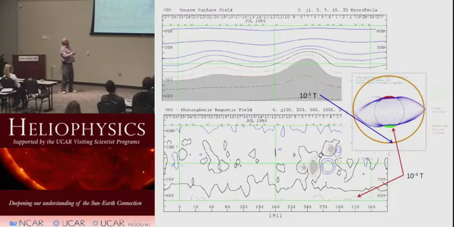It tells you that basically if you're at the equator at this latitude here, you're going to see magnetic field pointing towards the sun. If you're here, you're going to see magnetic field pointing away from the sun. Across here, you're going to see magnetic field.